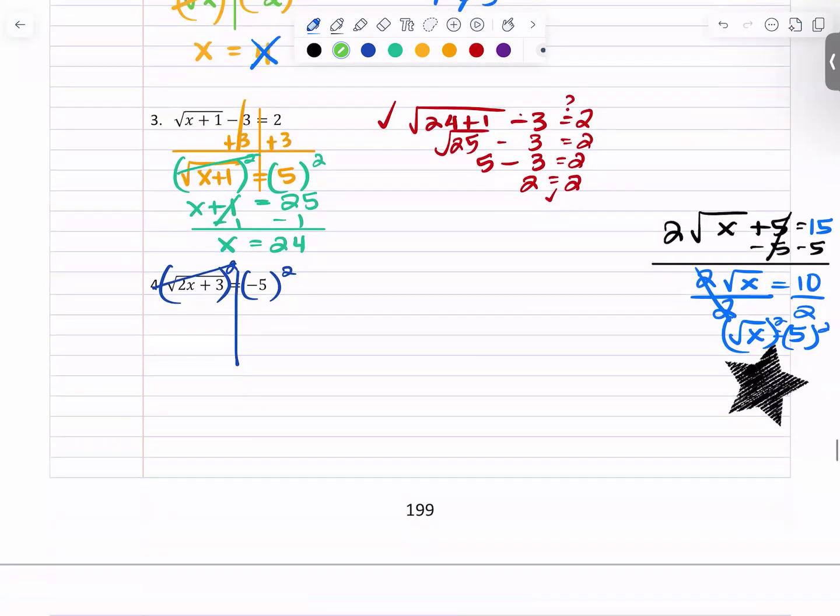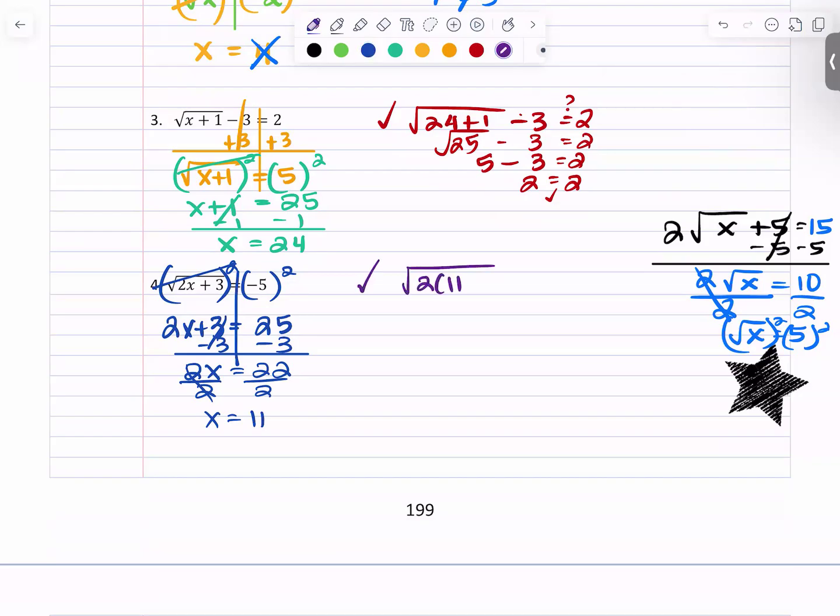Back to this problem. So you have 2x plus 3 and you have 25 because negative 5 squared is 25. But if you minus 3, you end up with 22 divided by 2 is 11. And so let's check it before we can box it and say that that works. Let's check and see. 2 times 11 plus 3, does that equal negative 5?